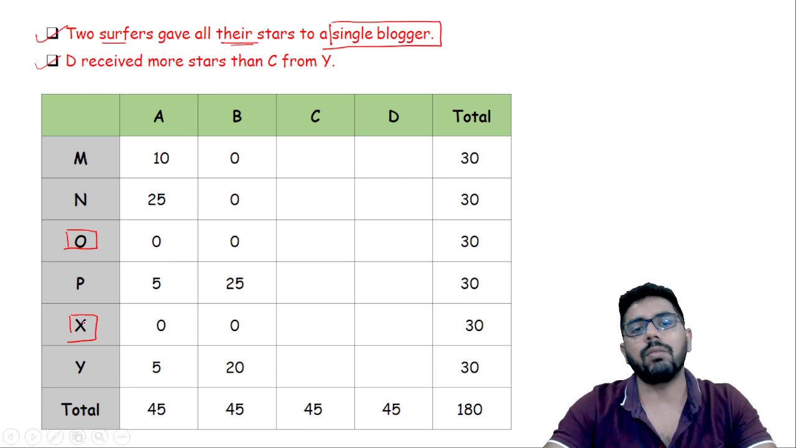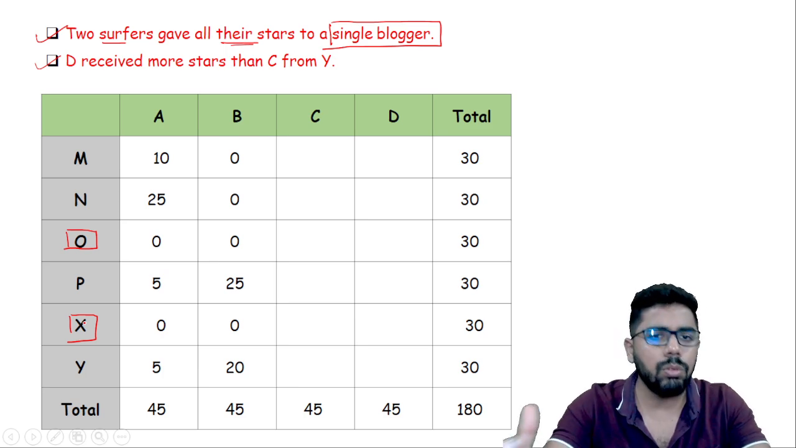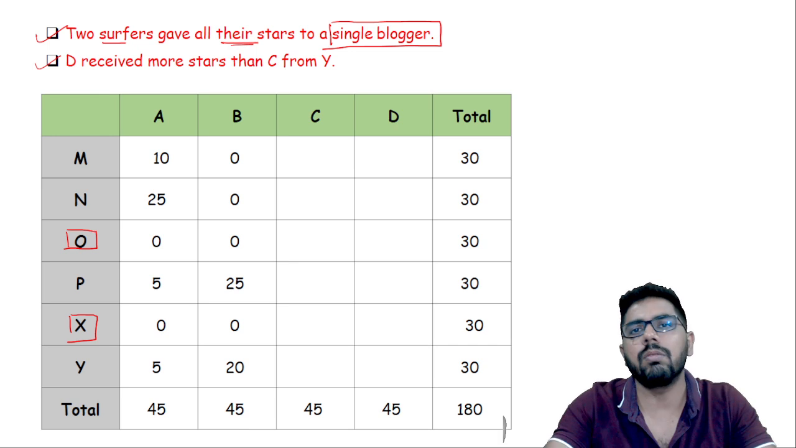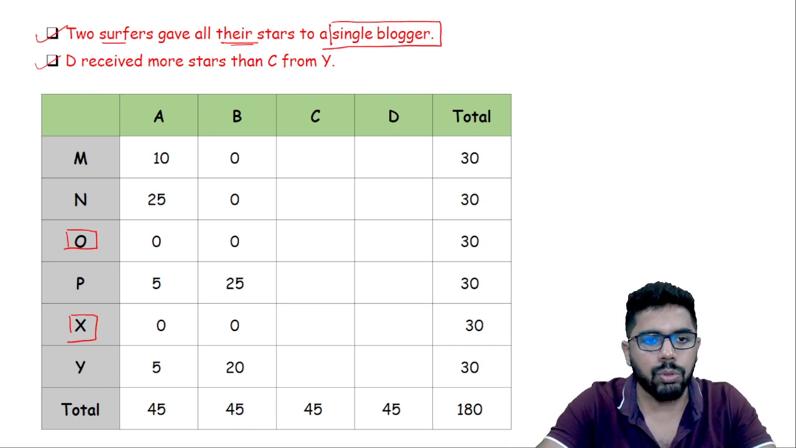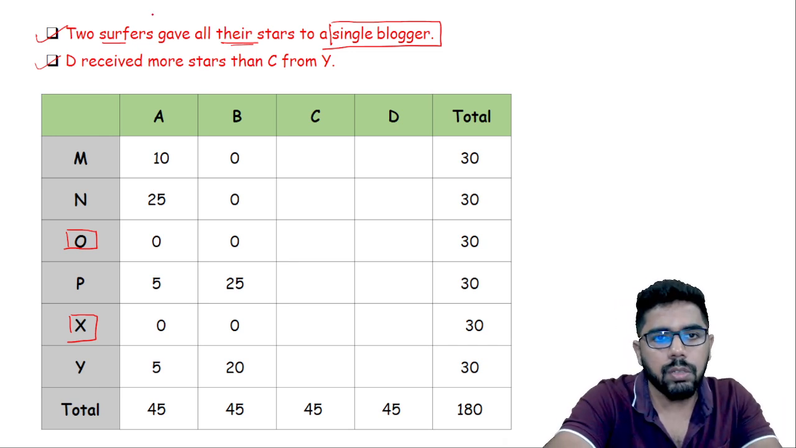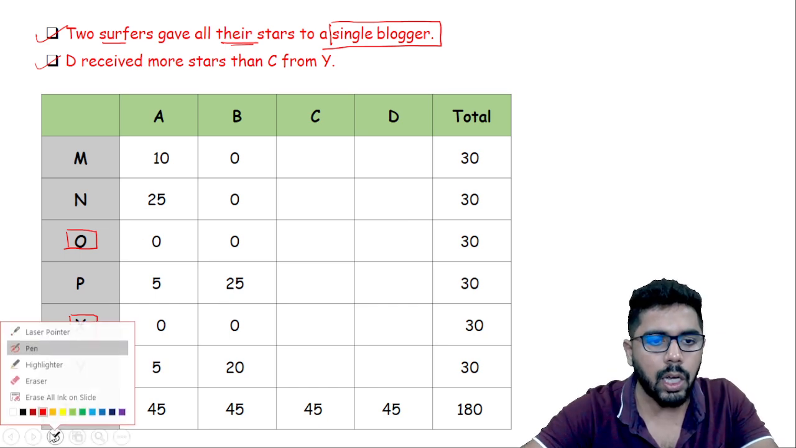The rest of them have already given a few stars to one of the bloggers and the remaining will be given to some other bloggers. So the two surfers who gave all their stars to a single blogger are O and X.